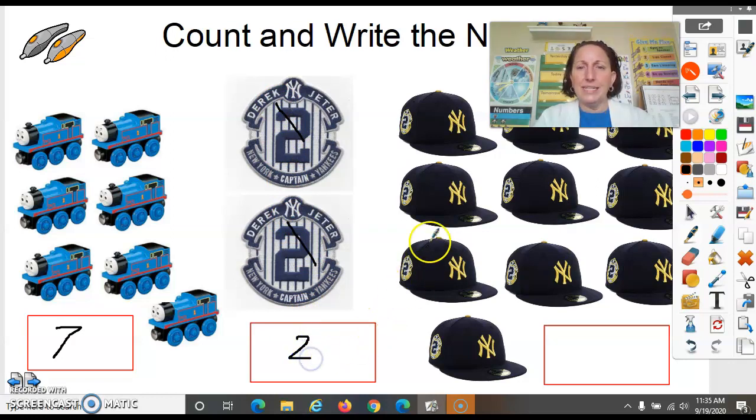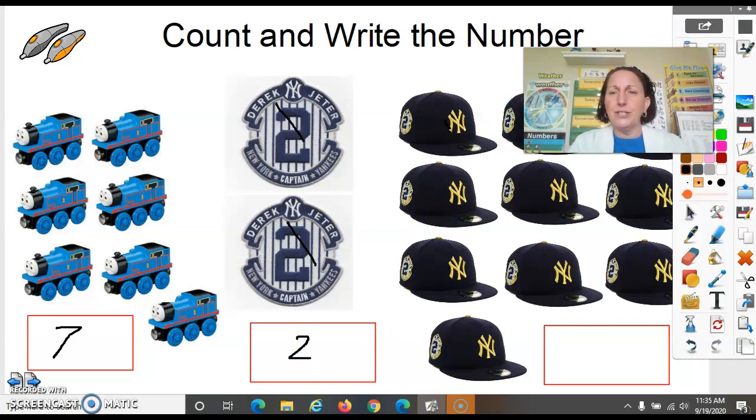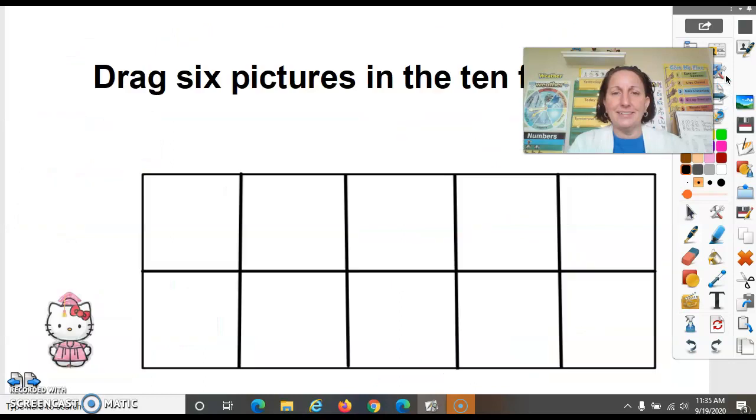And then let's count these hats. 1, 2, 3, 4, 5, 6, 7, 8, 9, 10. Number 10 is a 1 and a 0. Number 10. Good job, boys and girls.